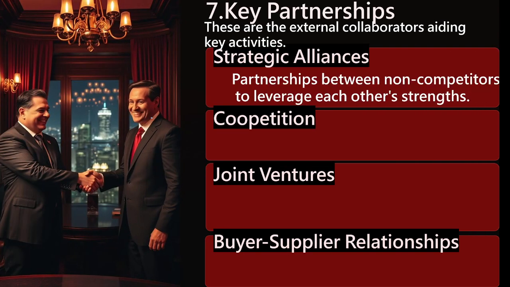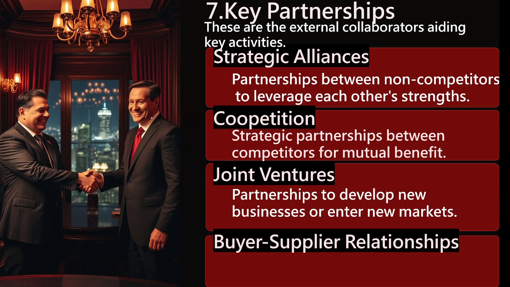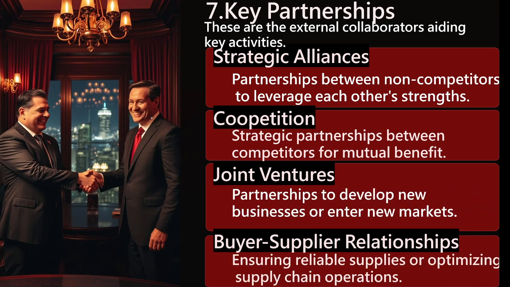Number 7, key partnership. These are the external collaborators aiding key activities. As you can see, strategic alliances.